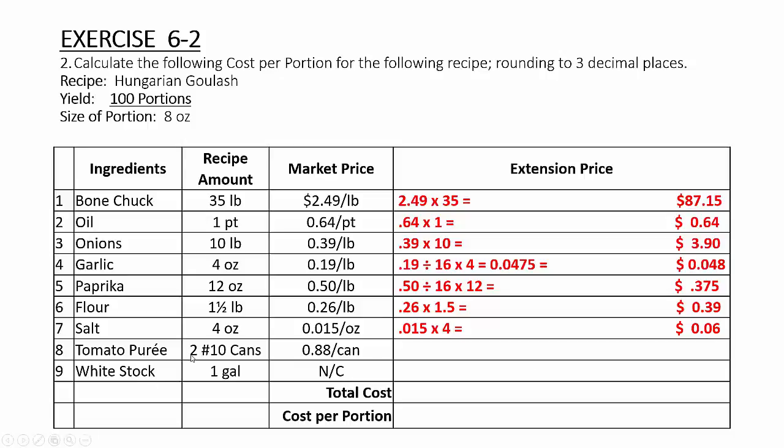Tomato puree, we need 2 number 10 cans, and they cost 88 cents per can. So there's the cost per can. Multiplied by the amount of cans we need, it's going to be $1.76 for the tomato puree. Now we have the wine stock. We need 1 gallon, and we're told there's no charge.